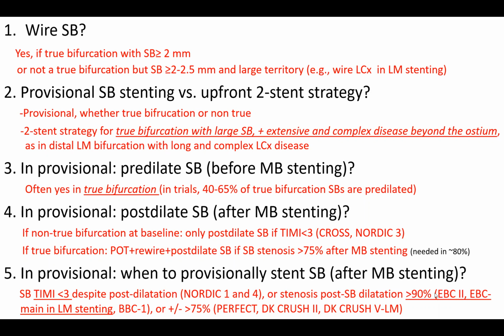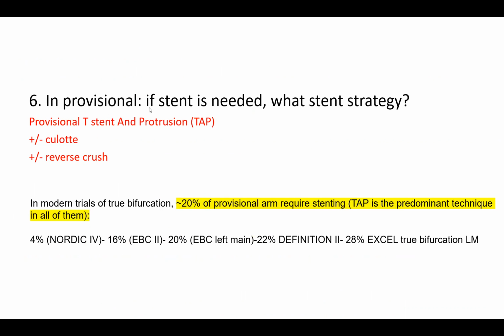This is the cutoff used by the EBC group in EBC2 and EBC left main and the old BBC1. Some trials use 75%, but my preference is for 90% in stenting, 75 to 90% to decide about ballooning. Okay. Now, in provisional, if you decide you need a stent, what stent strategy?